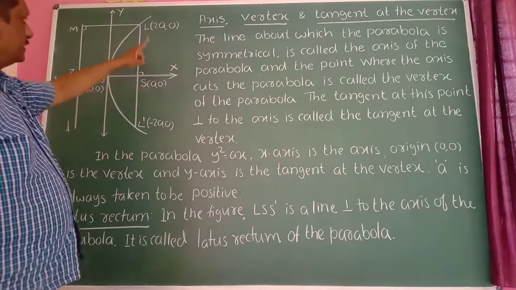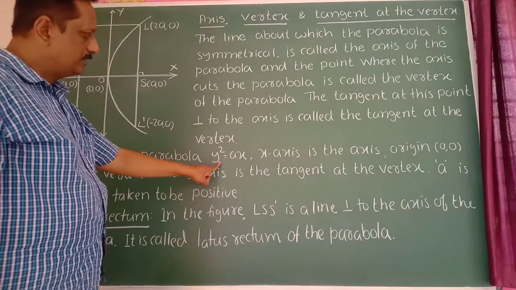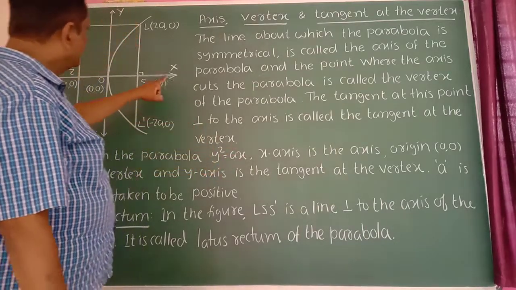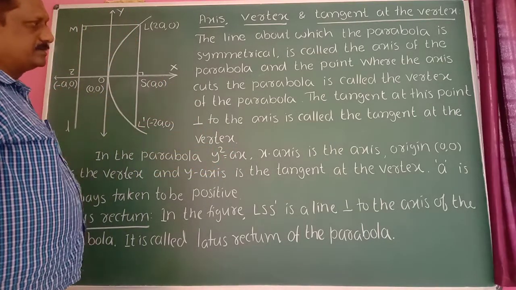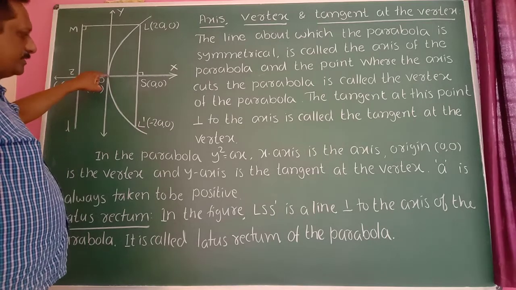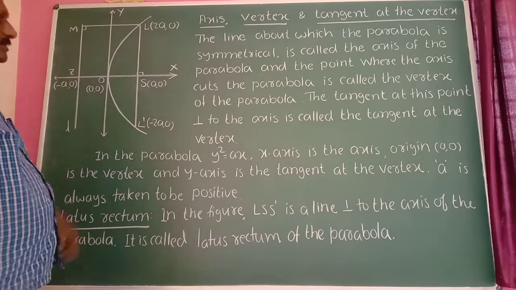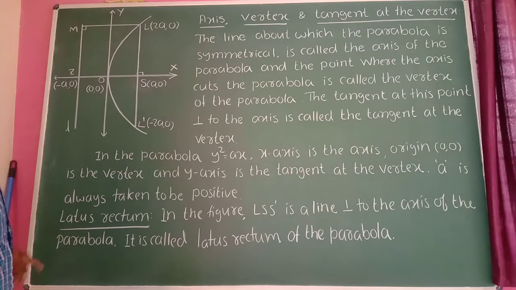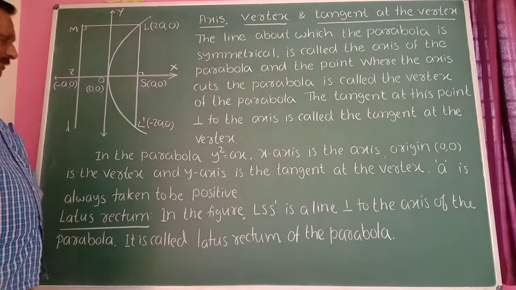Therefore, in this parabola, the equation of the parabola is y square is equal to 4ax. Here the x-axis is the axis, the origin is the vertex, and the y-axis is the tangent at the vertex. a is always taken to be positive here.